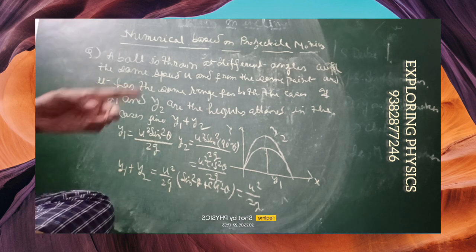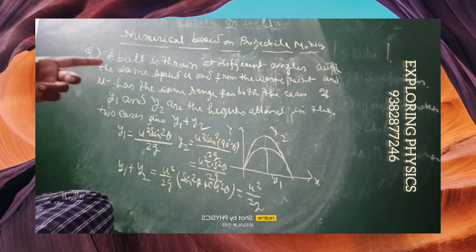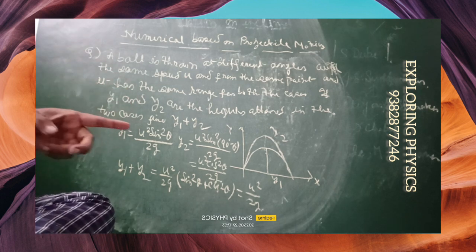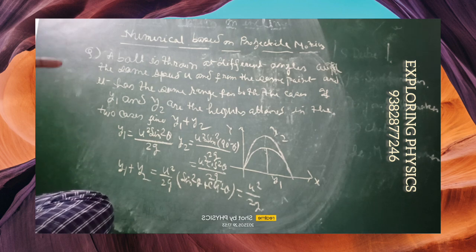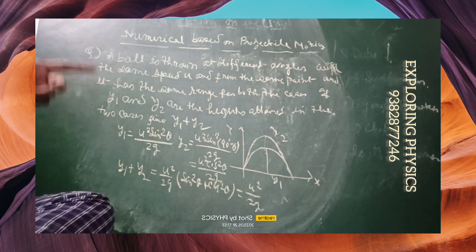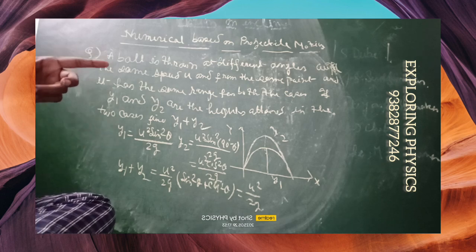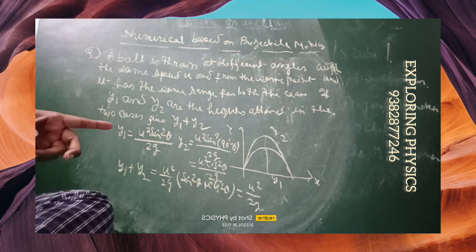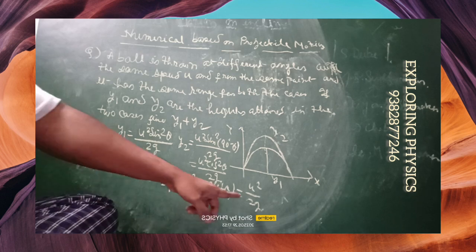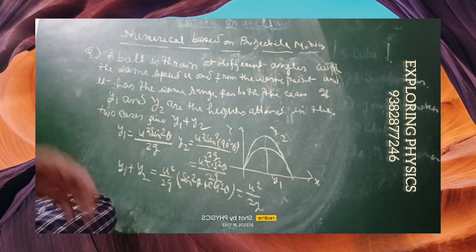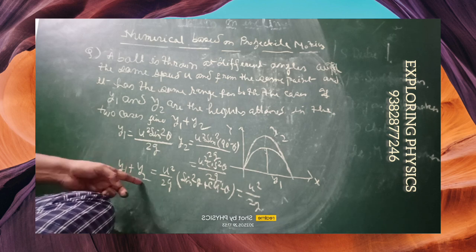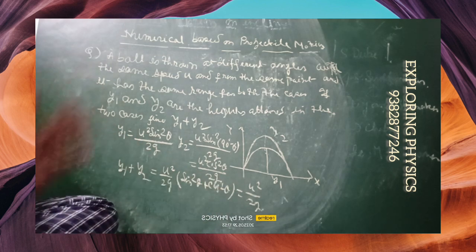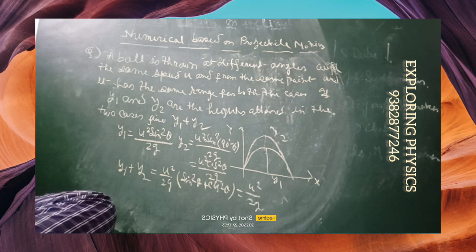If the velocity of projection is same and angles are complementary to each other, that is the range is same, then the addition of the maximum height for both the cases is equals to the maximum height for the vertical motion of the object. That is y1 plus y2 equals to u square by 2g. Okay.